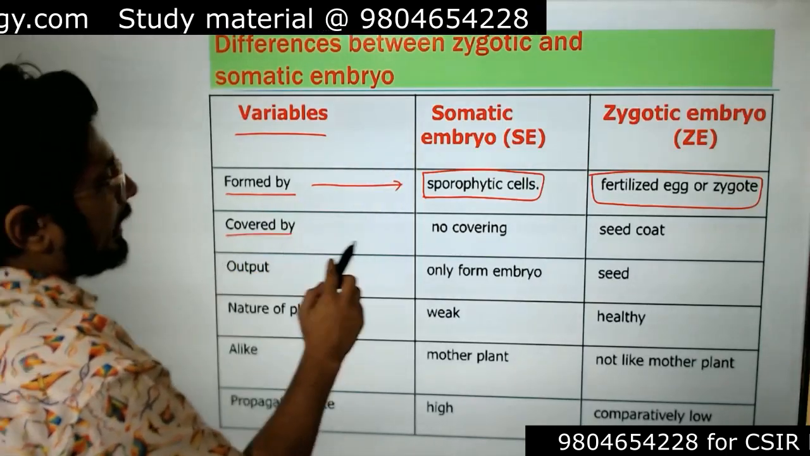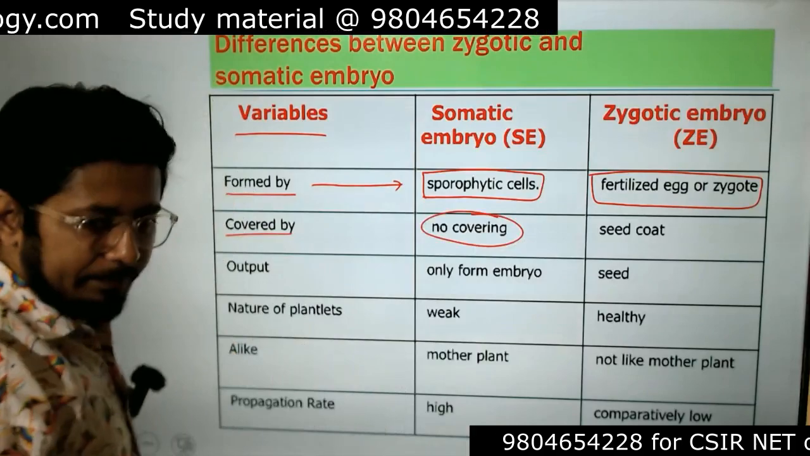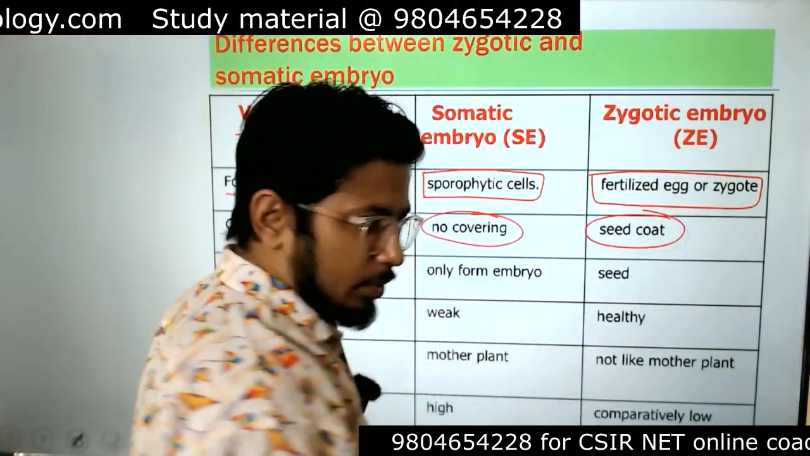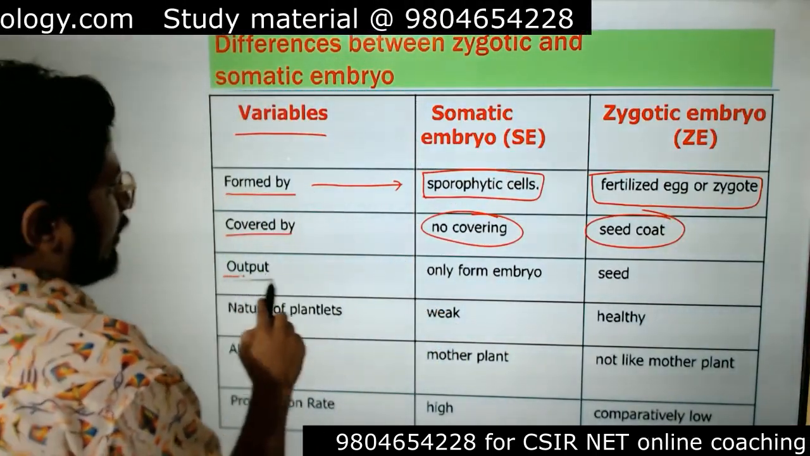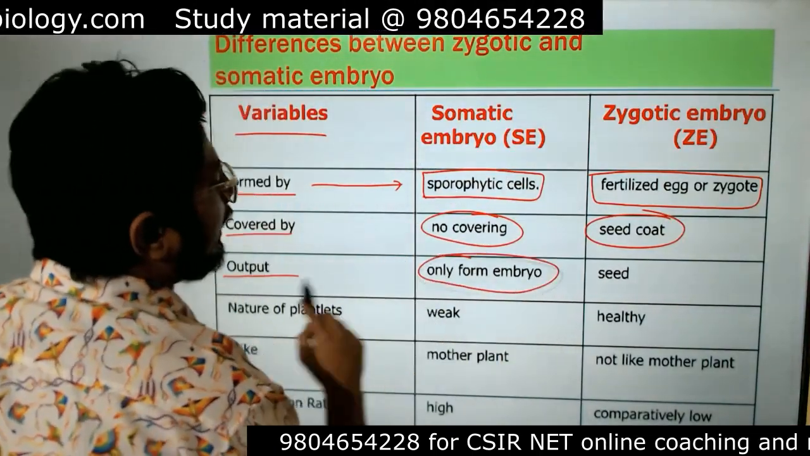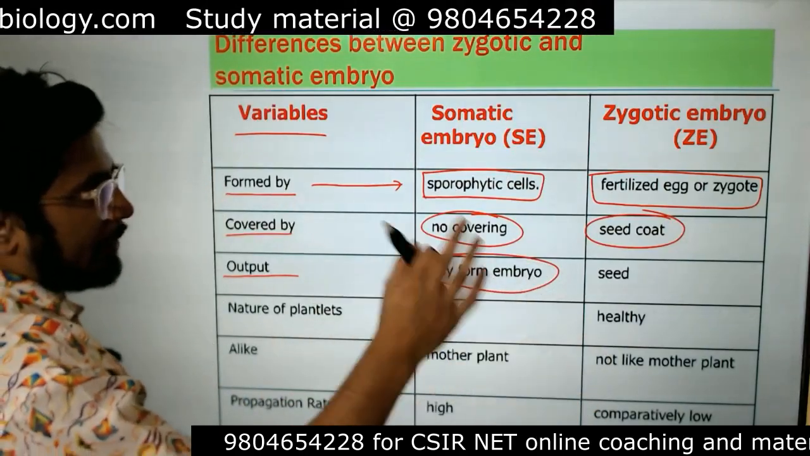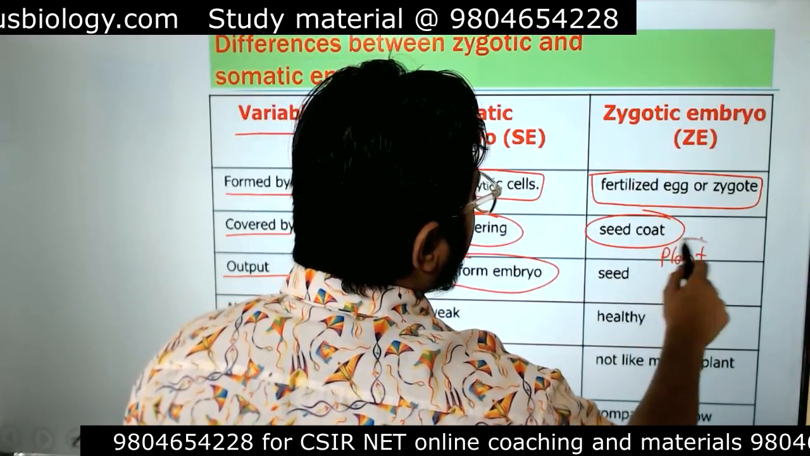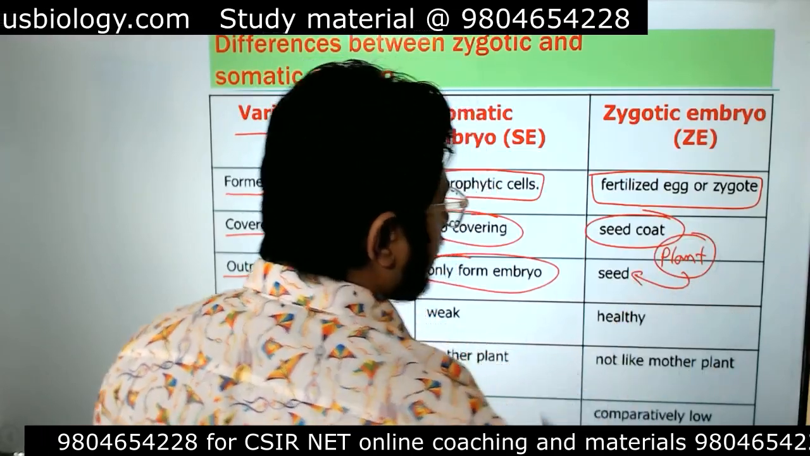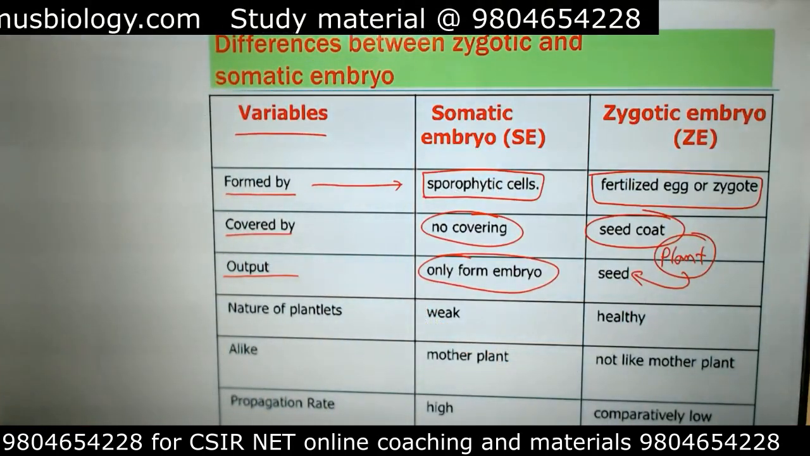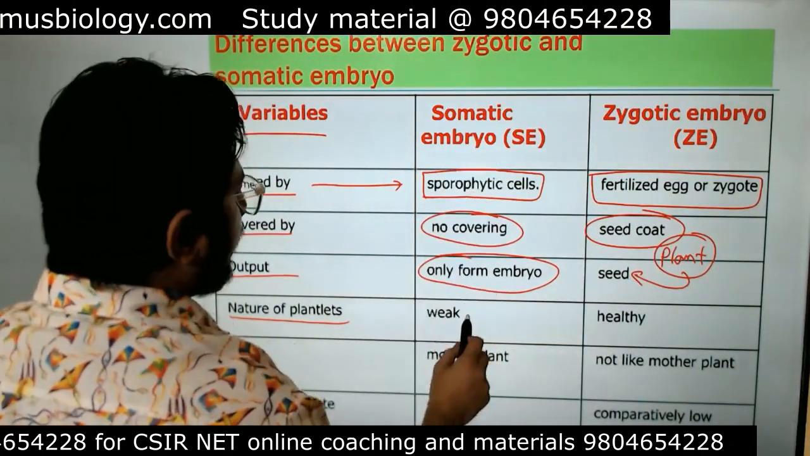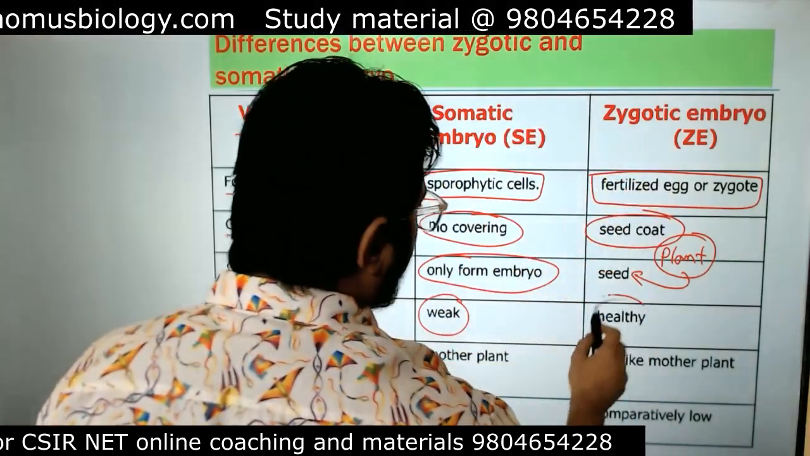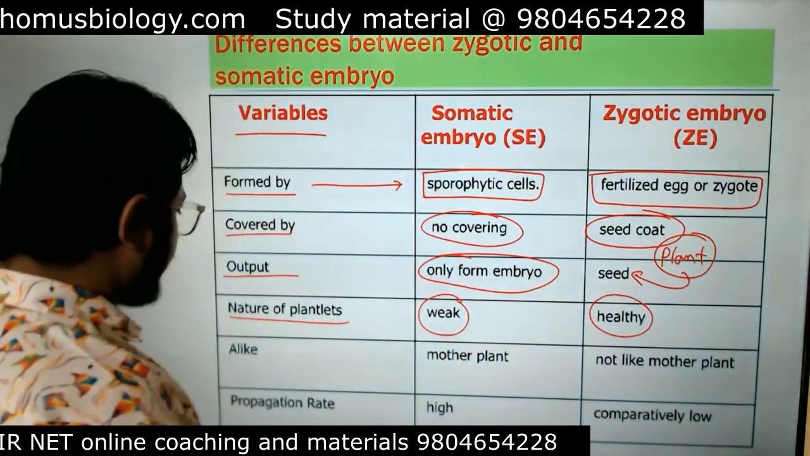Somatic embryo is not covered by anything, there is no seed membrane, no seed cover. Zygotic embryo is covered by a seed coat. Somatic embryo output only forms an embryo, there is nothing else. But zygotic embryo will not only produce the plant, the plant will further produce seed. Nature of plantlets: somatic embryo will produce weak plants, while zygotic embryo will produce healthy plants.